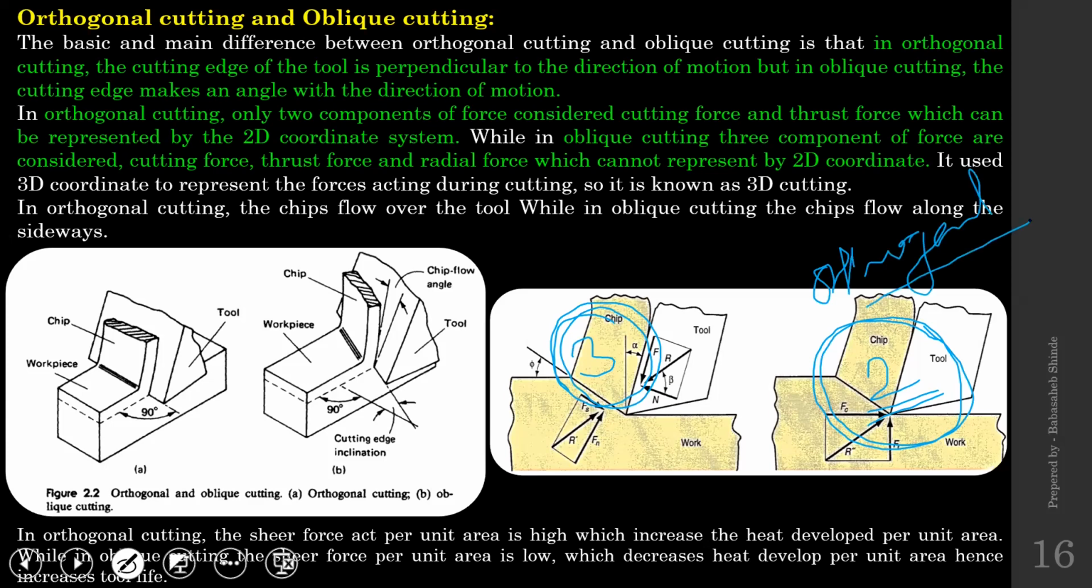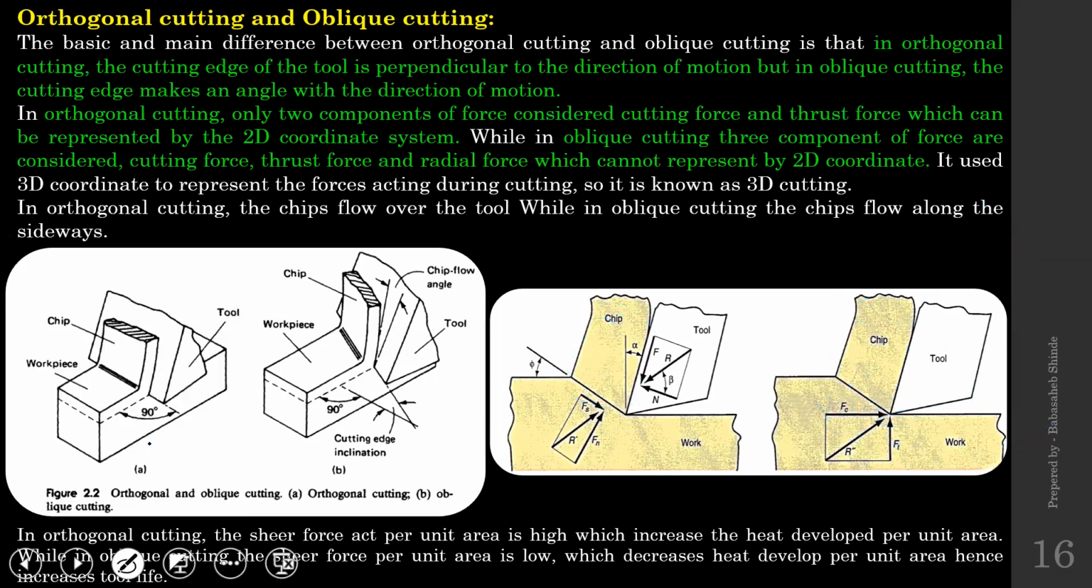The reason is only two forces we need to consider. These systems are simple to analyze. We need not go for multiple assumptions that are going to complicate the system. Because of that, the metal cutting theories we are going to study are based on orthogonal cutting. So that is the difference between orthogonal cutting and oblique cutting. If you have any doubt, any query, let me know.